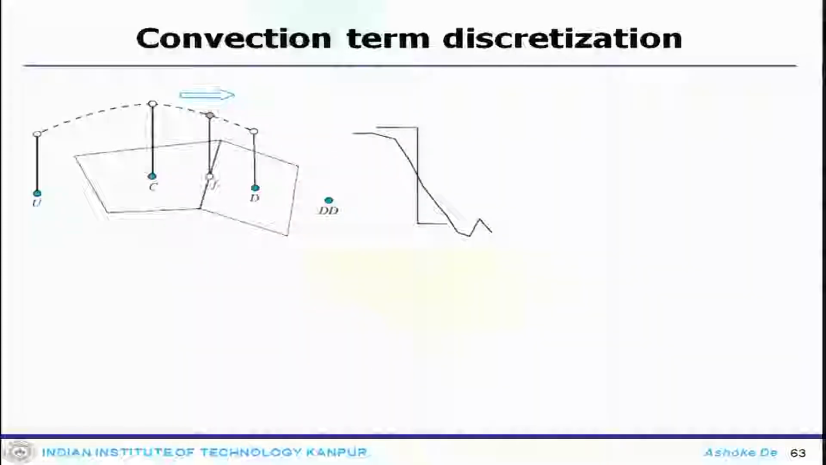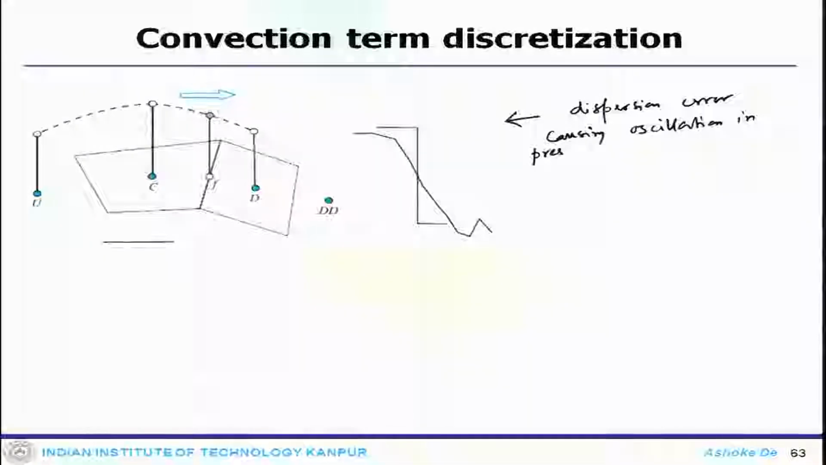So, now if you move to this profile, this shows the dispersion error causing oscillation in the presence of large gradient. So, that is what happens.